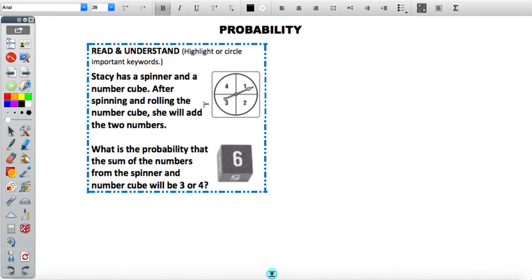So, here's what I'm going to do. With looking at the spinner, I have an option of 1, 2, 3, or 4.